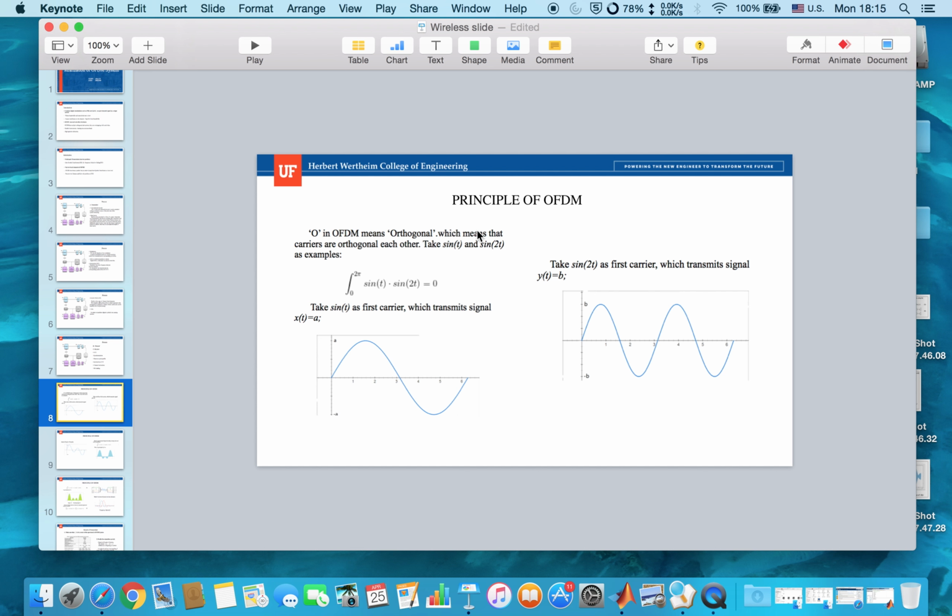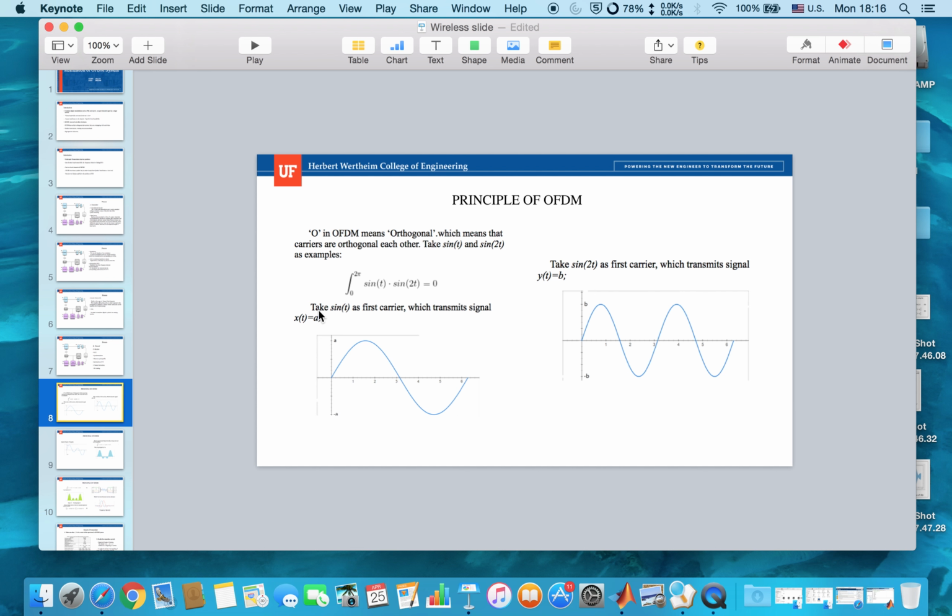And here is the principle of OFDM. The O in OFDM means orthogonal, which means that carriers are orthogonal to each other. So let's take a simple example of sine of t and sine of 2t. As we know, the integral of sine of t times sine of 2t equals 0.